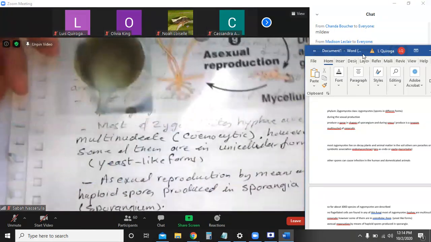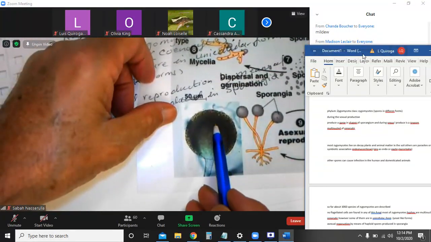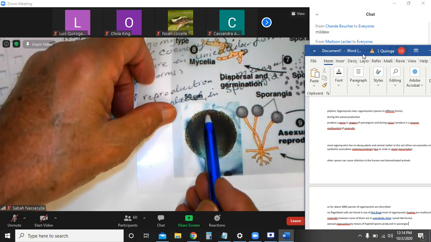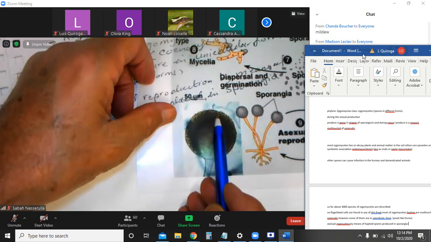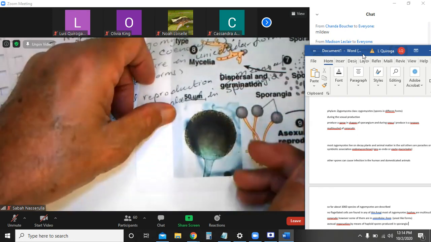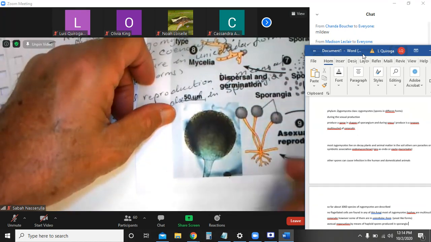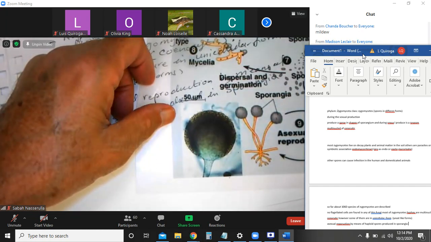And of course, I don't know if you can see this one here. This is the sporangium, and it has a very delicate membrane. Once the spores are mature, the membrane is going to tear, and then all the spores are going to be widespread by the air.